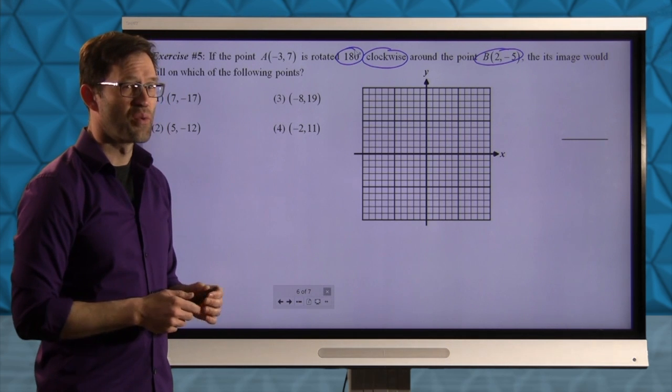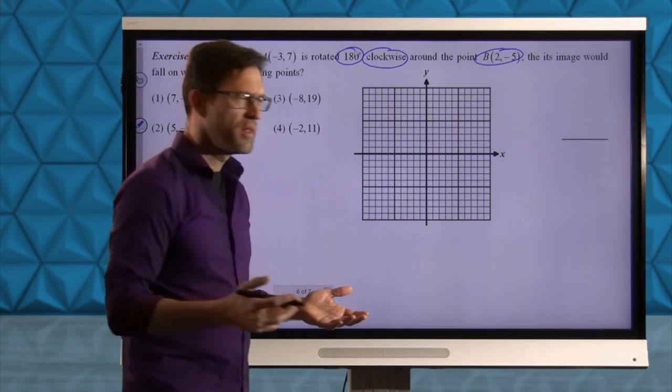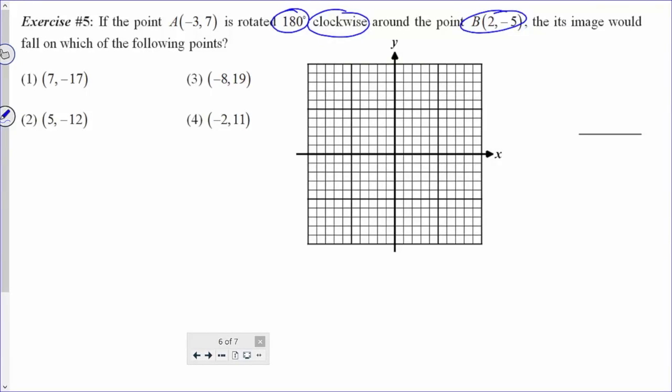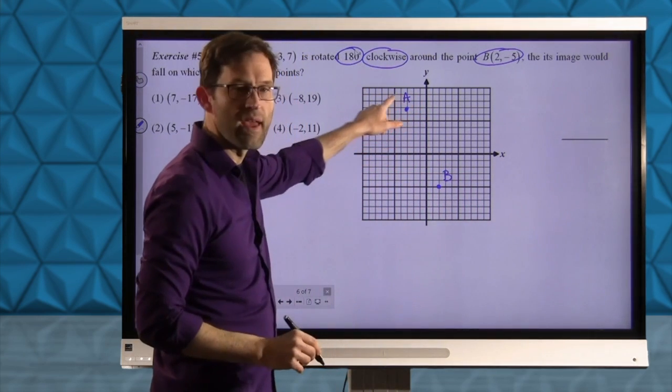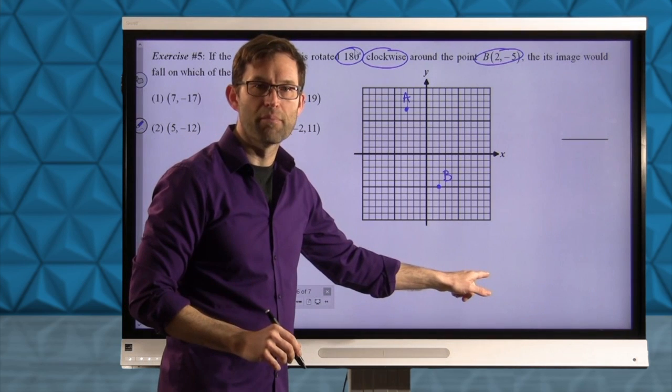All right, let's go through it. Now, a little bit weird, right? So I've got negative 3, 7. That's my point A. And I've got the point 2 comma negative 5. That's my point B, right? And I want to rotate A by 180 degrees about B.